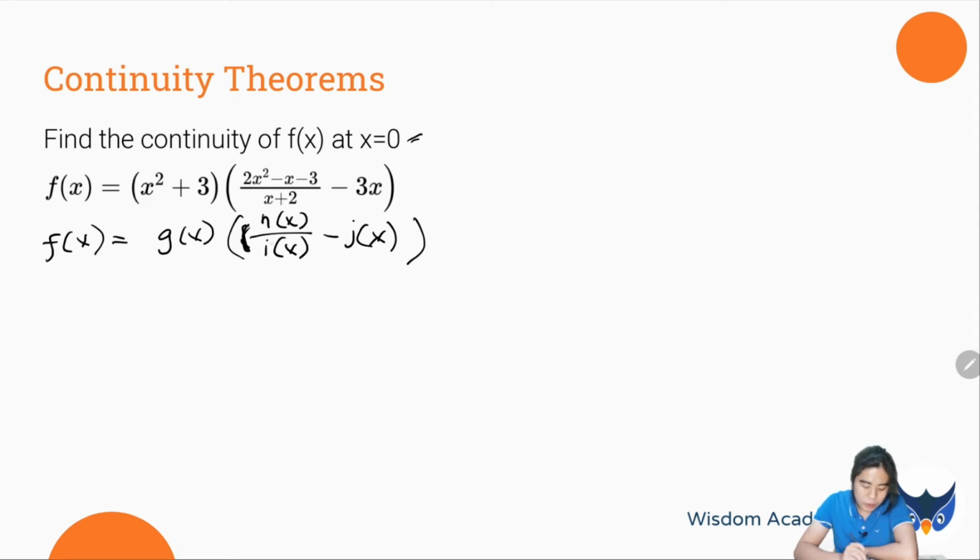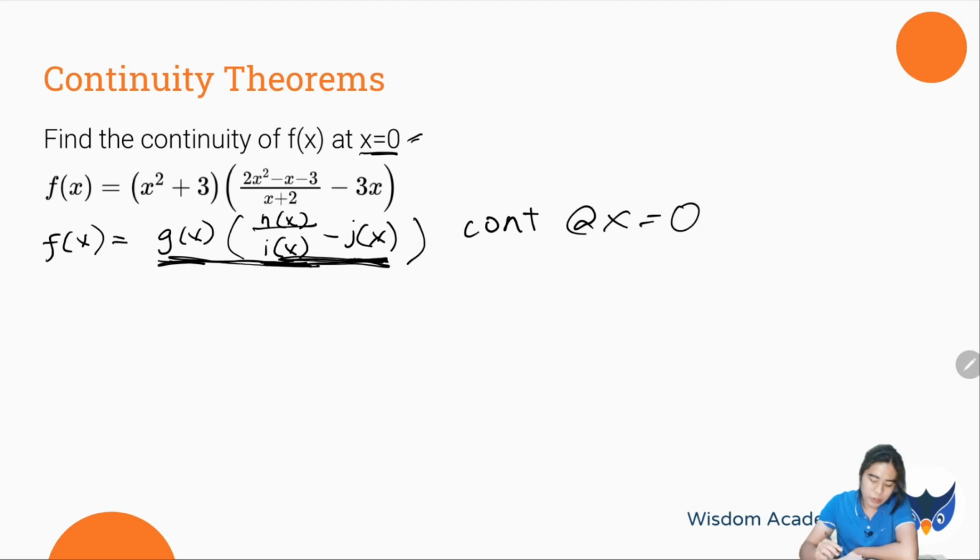So, at x equals 0, i of x will be equal to 2. Since the denominator will not be equal to 0, the quotient of two functions will still be continuous at x equals 0. So, for j of x naman, since 3x is still a polynomial function, it is continuous at x equals 0. So, ito, continuous at x equals 0. Ito rin, continuous at x equals 0. So, ang difference nila, still continuous at x equals 0. So, finally, itong function na to, continuous at x equals 0, and g of x, since polynomial function din siya, continuous at x equals 0, then f of x is continuous at x equals 0.